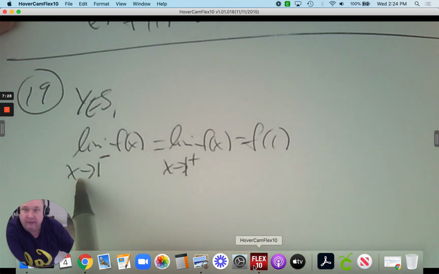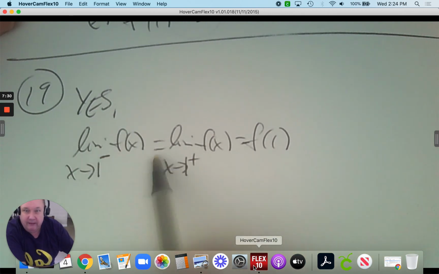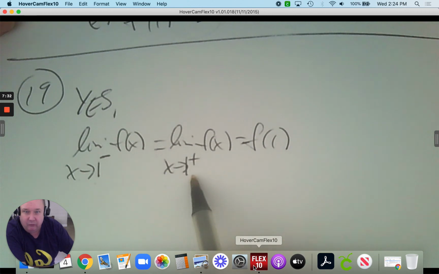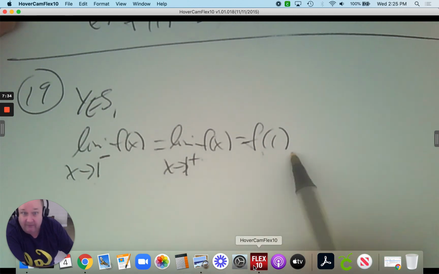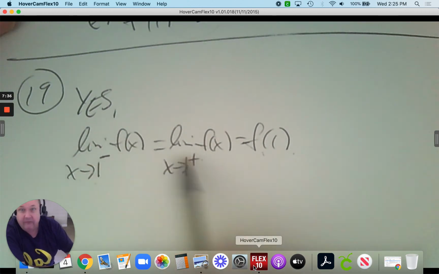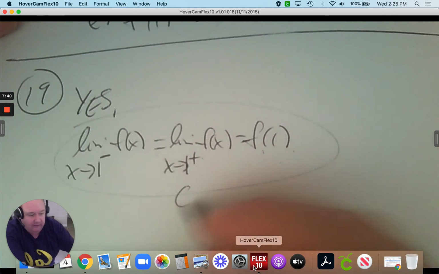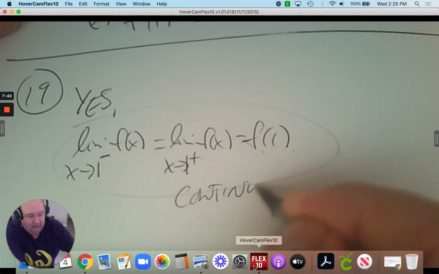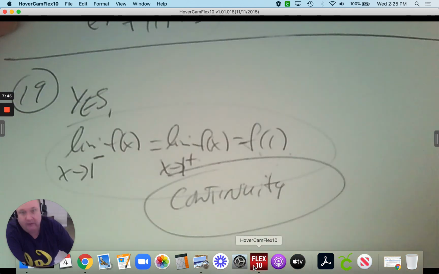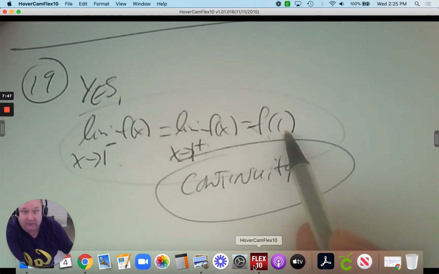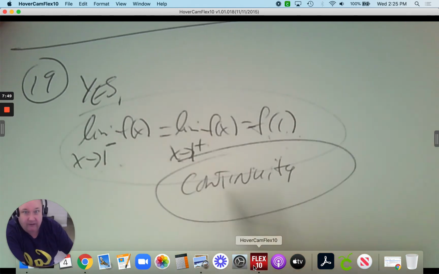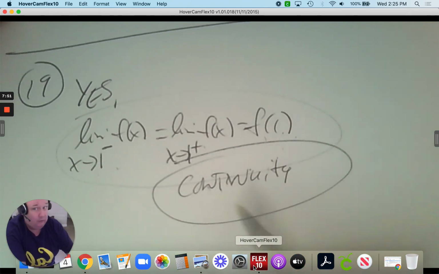So the limit as x approaches 1 from the left equals the limit as x approaches 1 from the right, which is equal to f at 1. So the limit on the left, the limit on the right, and the value of the function all equal each other. That's continuity, the calculus version of continuity. It has to do with limits and the function value. They all equal the same value. It is continuous, and that's how you would show it.